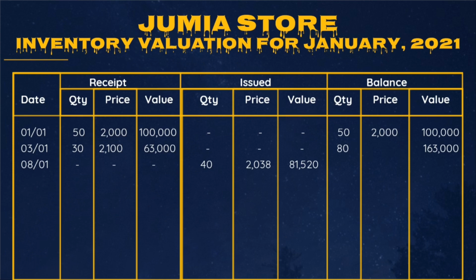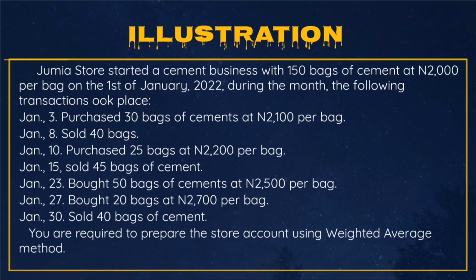So the balance now in the store, we have 80. Now they are supplying 40 out of the store. That will be 80 minus 40, which is going to be 40 under the balance. The price is going to be 2,038, since that is the average cost. And the value will now be 163,000, the total inventory in the store, minus 81,520, the one to be supplied out. If we subtract that, that is going to be 81,480.